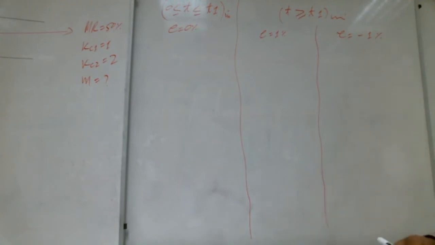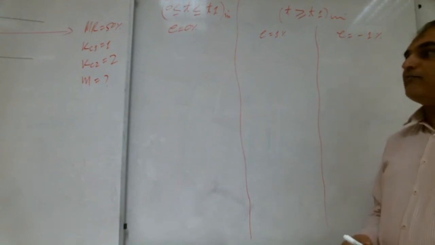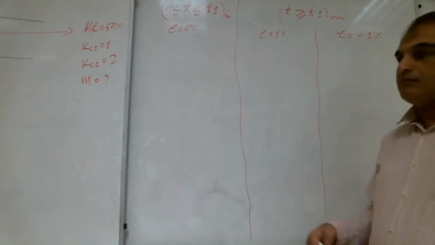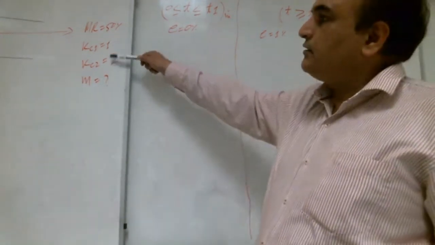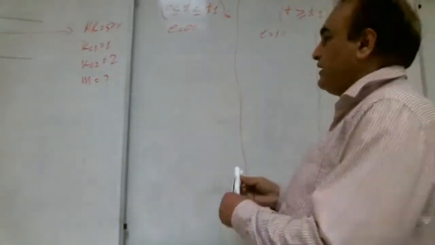Okay. Now again we have two gains. How many gains do we have? Two gains. See here. So again we need to divide every column into parts.